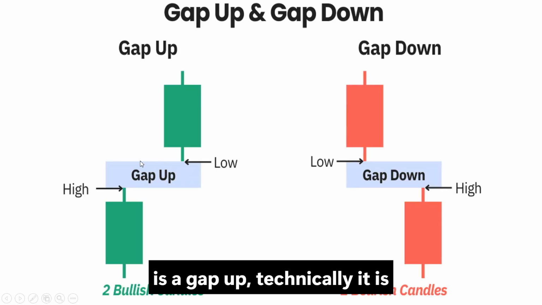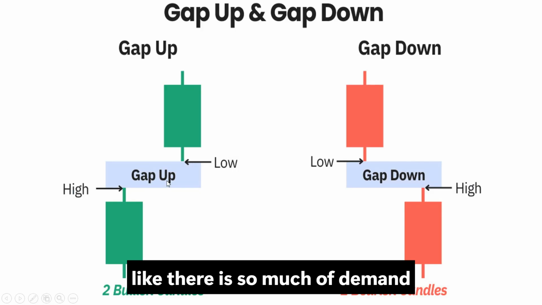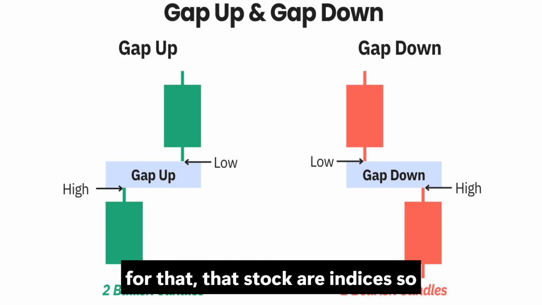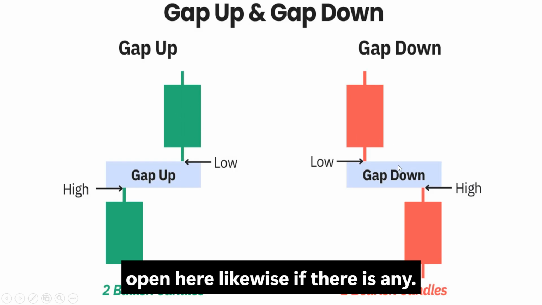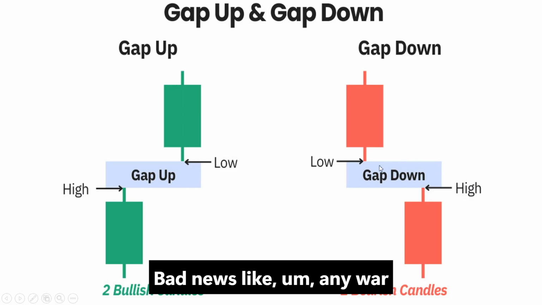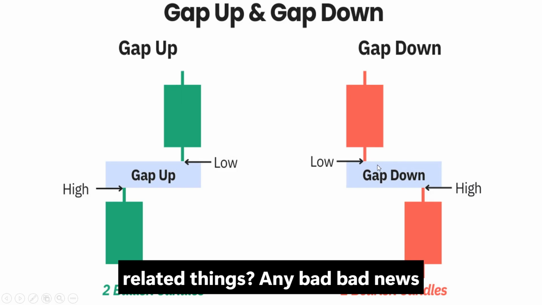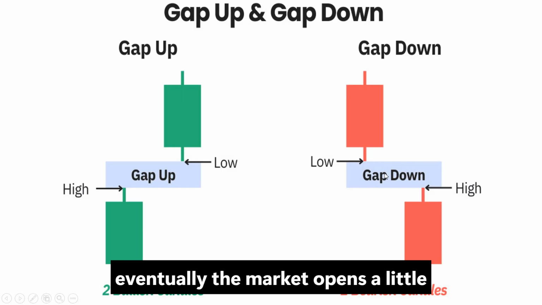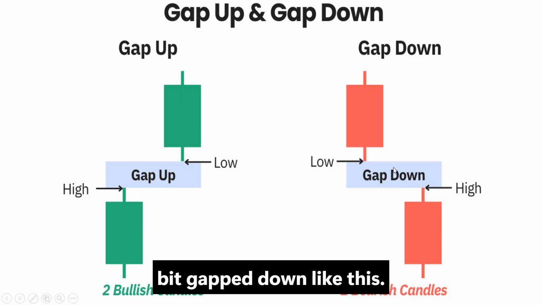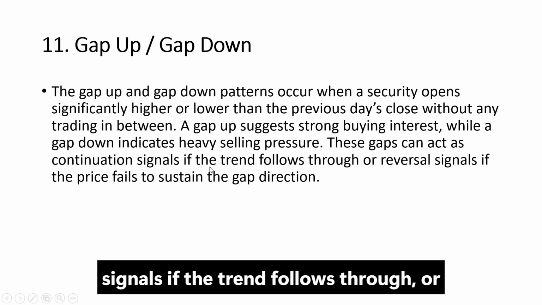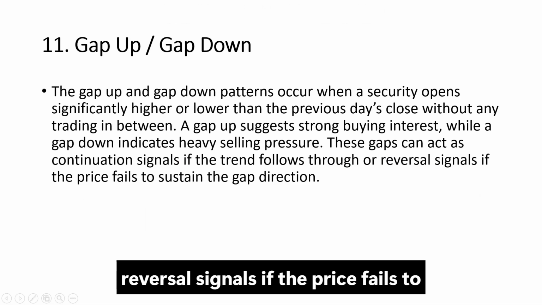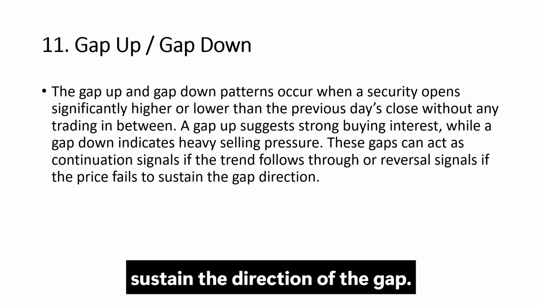Yes, when there is a gap up, technically there is so much demand for that stock or index that it opens with a gap up here. Likewise, if there is any bad news, like any war related things or any bad news related to the stock market, then the market opens with a gap down like this. These gaps can act as continuation signals if the trend follows through, or reversal signals if the price fails to sustain the direction of the gap.